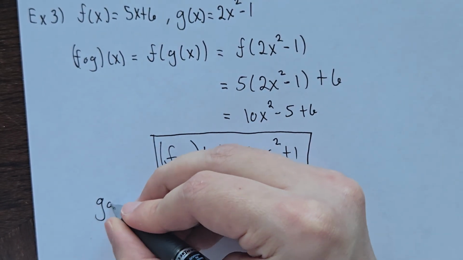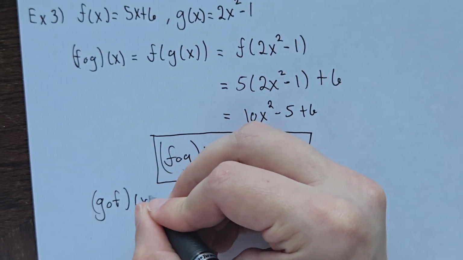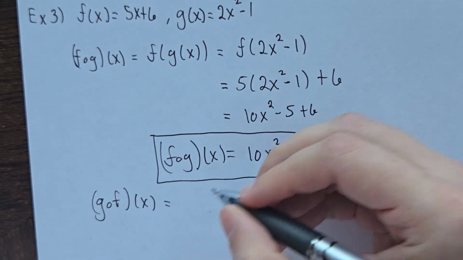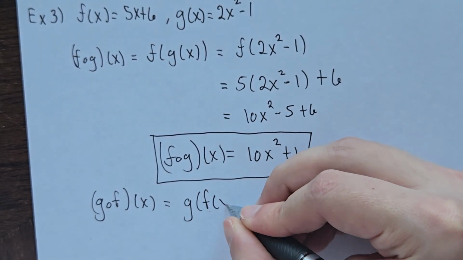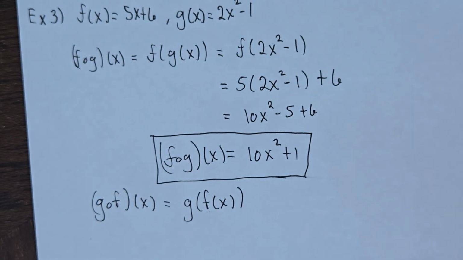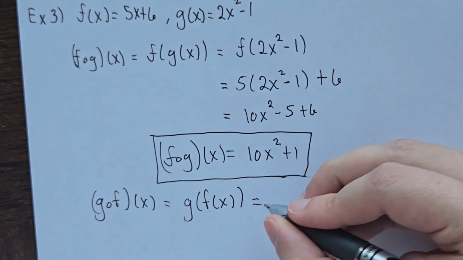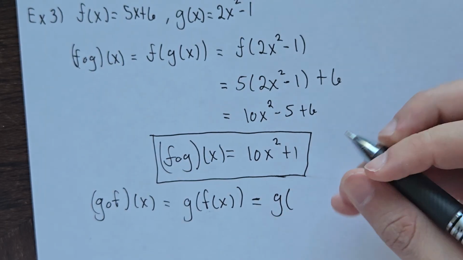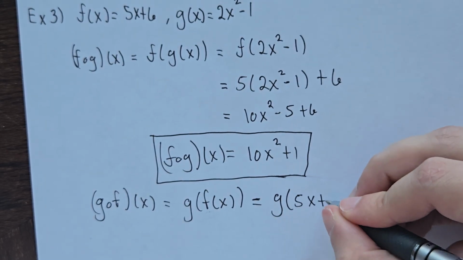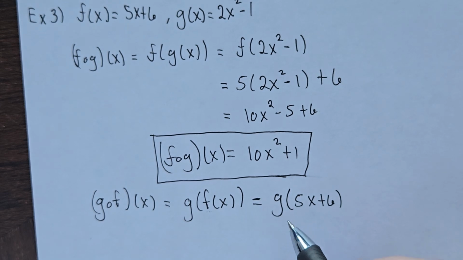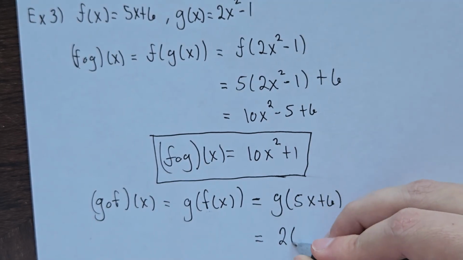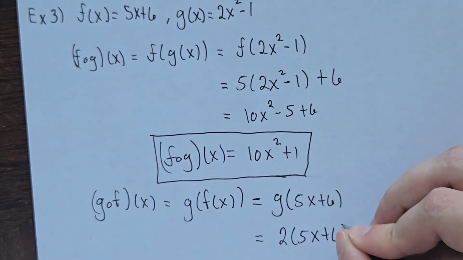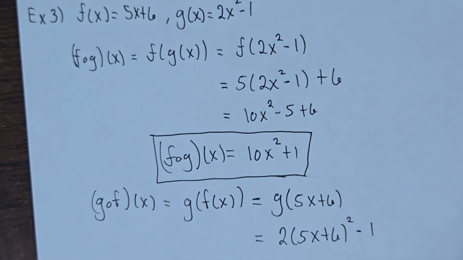Let's look next at g of f of x. Again, I would recommend first rewriting it as this function notation, g of f of x. That lets me know that I need to start by plugging in f of x into g of x. F of x is 5x plus 6. And then that means that I need to plug in 5x plus 6 into my g function up here. So that means that I'll have 2 times 5x plus 6 squared minus 1.